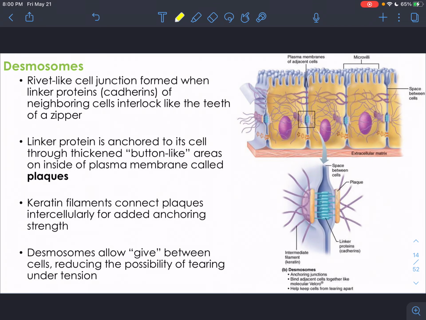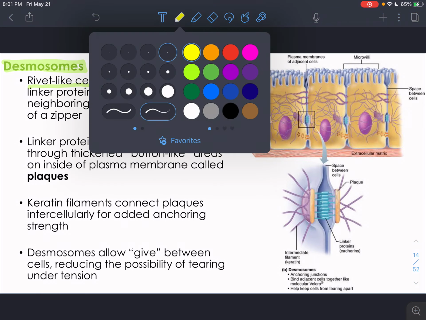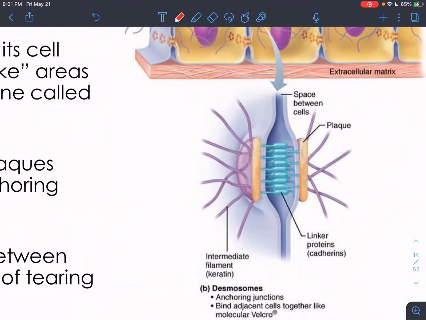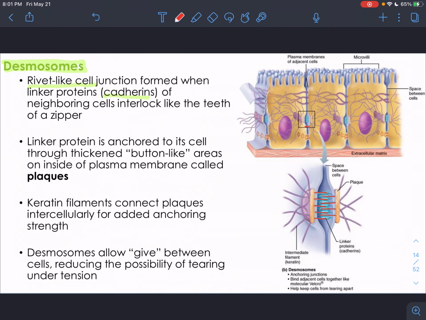Okay. The next type of cell junction we have are called desmosomes, and they are a rivet-like cell junction. They're these specialized proteins called cadherins. They're going to lock into the neighboring cadherins and form like a zipper. Okay, so they're between here and here, but if we zoom in on this, you'll see this cell has these cadherin proteins. This one has these cadherin proteins, and they're going to overlap and form this zipper that's going to kind of Velcro those two cells together.